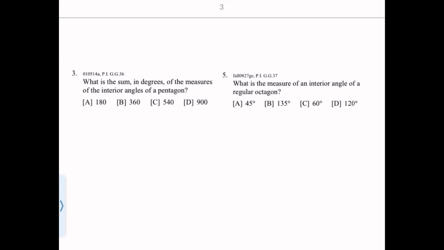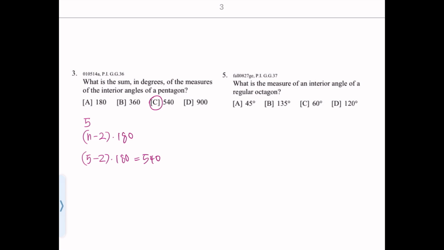Okay, here are two practice problems that I'll be going over. Feel free to pause the video and try them on your own. Okay, what is the sum in degrees of the measures of the interior angles of a pentagon? So we know that a pentagon has 5 sides, and the equation to find the sum of interior angles is equal to n minus 2 times 180. So we just plug in 5. 5 minus 2 times 180 is equal to 540. So the answer is C.